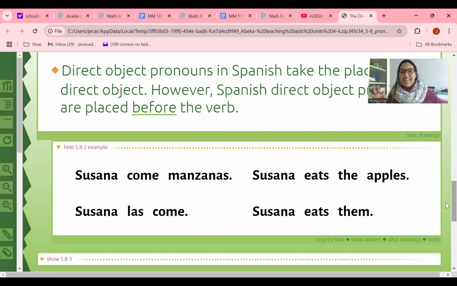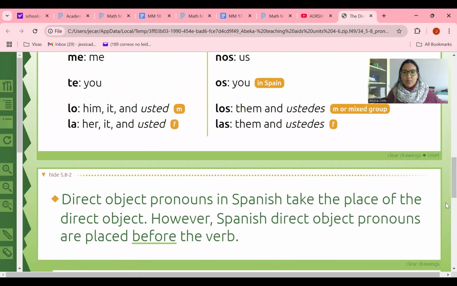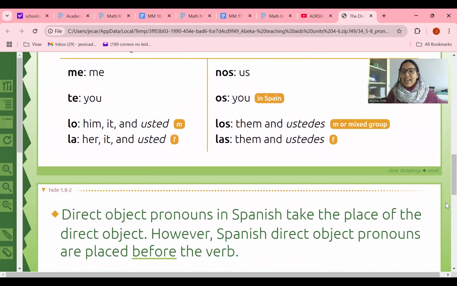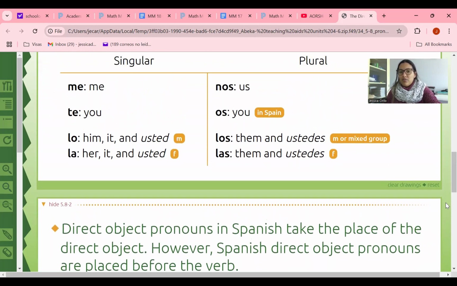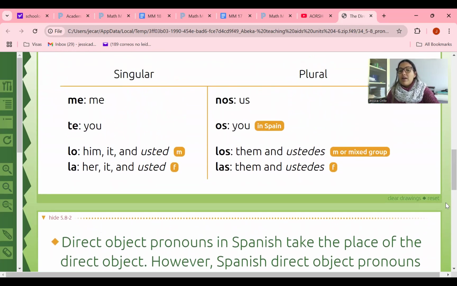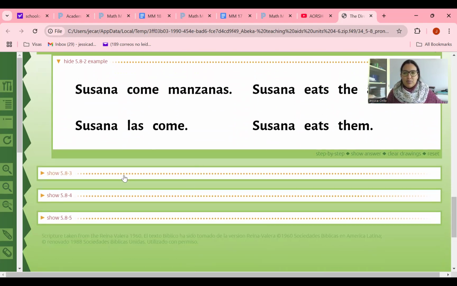Susana come manzanas, okay? So manzanas will be plural and will be feminine because it ends in AS. So the correct direct object pronoun is las, okay? So you will switch manzanas for las, but you place it before the verb. Susana las come, okay? And you are talking about the apples. Susana las come, okay? I think this example is pretty clear here.